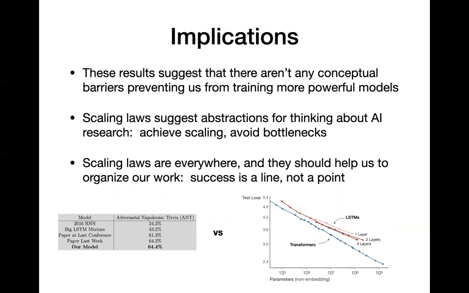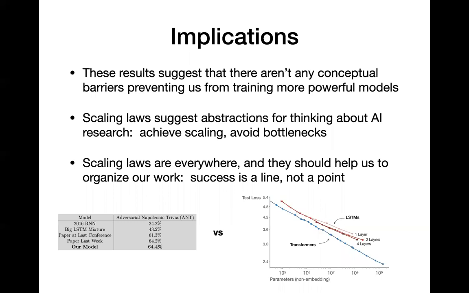I think it also then suggests some abstractions that are useful for thinking about progress and research, which is that you want models and techniques that scale well and achieve some nice scaling law, and you want to conversely avoid bottlenecks that prevent further improvements in performance. And I think if you just make plots, you can find that there are a lot of scaling laws everywhere in machine learning research. And at least for me, they help organize my work and my thinking.